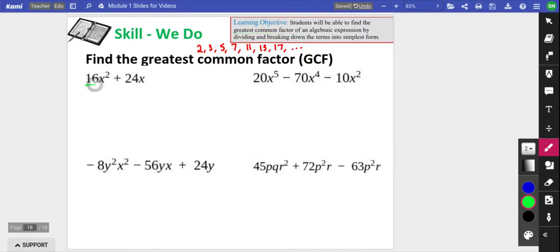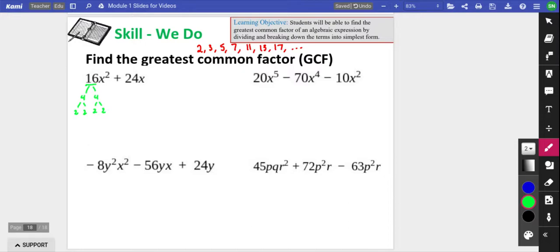Let's start by breaking down the 16. 16 can be broken down into 4 times 4. 4 is not on that list because we can break it up into 2 times 2. And also this one, 2 times 2. Notice 2 is right there. So that means that we can stop. 2 cannot be broken down any further.